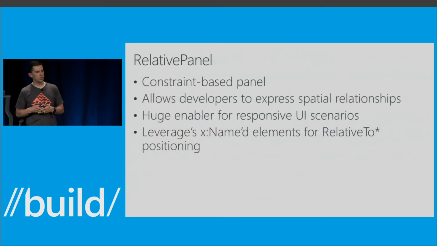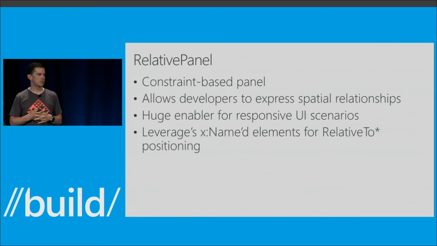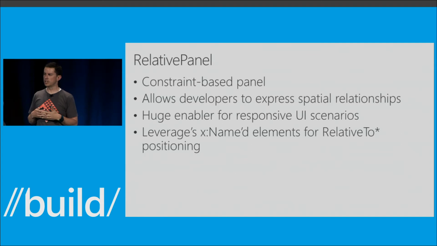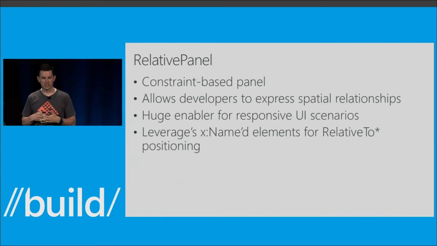Then the last thing we showed, or one of the last things we showed, was relative panel, which is this new panel for us to define more of a constraint-based layout for your UI elements, defining relationships with those UI elements in spatial order with each other or with the panel itself. When you use the below and right of aspects, these leverage x:Name elements primarily, for the relative above and below kind of positionings for those things.